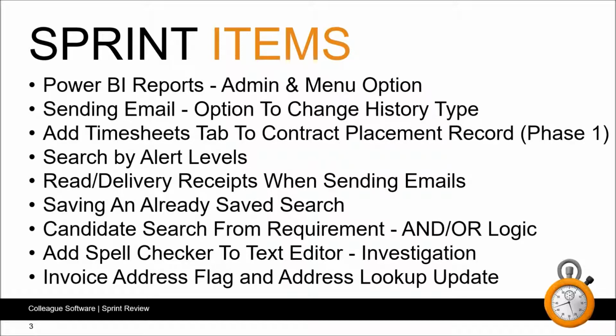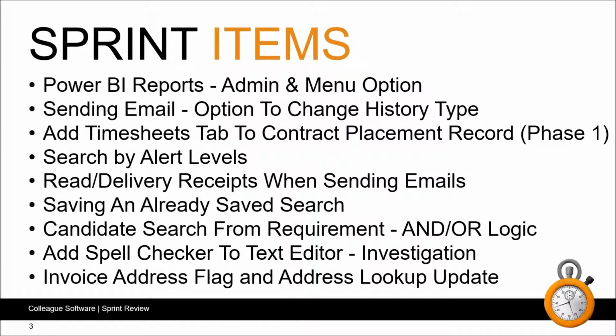We've added the ability to search by alert levels. We've given users the ability to request read and/or delivery receipts when sending emails from Colleague 7. We've updated the options you have when saving a search. There's now a save as, save and rename option when managing saved searches. We've improved the candidate search from requirement feature so that it gives you the option to skills match based on all the skills or any of the skills from the requirement.